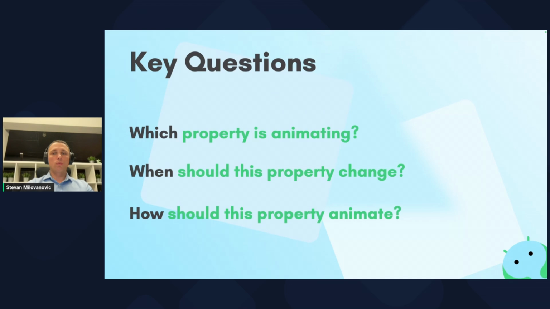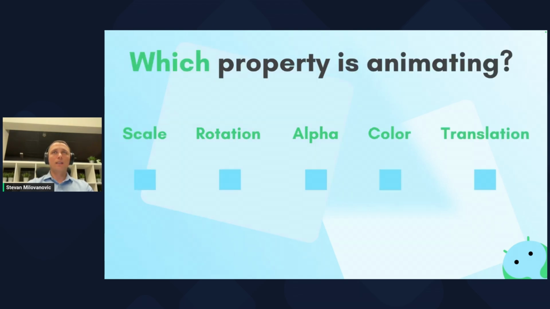So where to start? I would say start from these three questions. The first one, which property should you animate, when it should be animated, and how should we animate it? So let's try to dive into each of these. The first one, which property you can animate. Here are the options. You can animate scale, rotation, alpha, color, or translation. And here you can see a graphical representation for each of these.